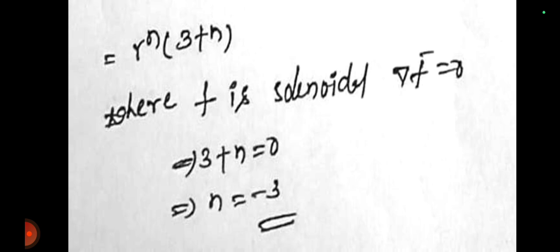That is equal to r to the power of n into 3 plus n. Where f is solenoidal, the divergence of f bar is equal to 0, so 3 plus n is equal to 0, n equals minus 3.